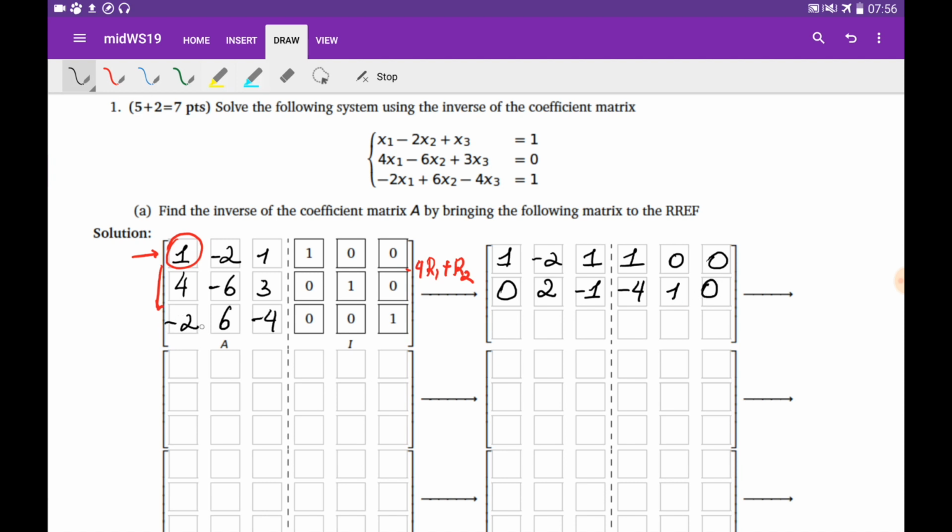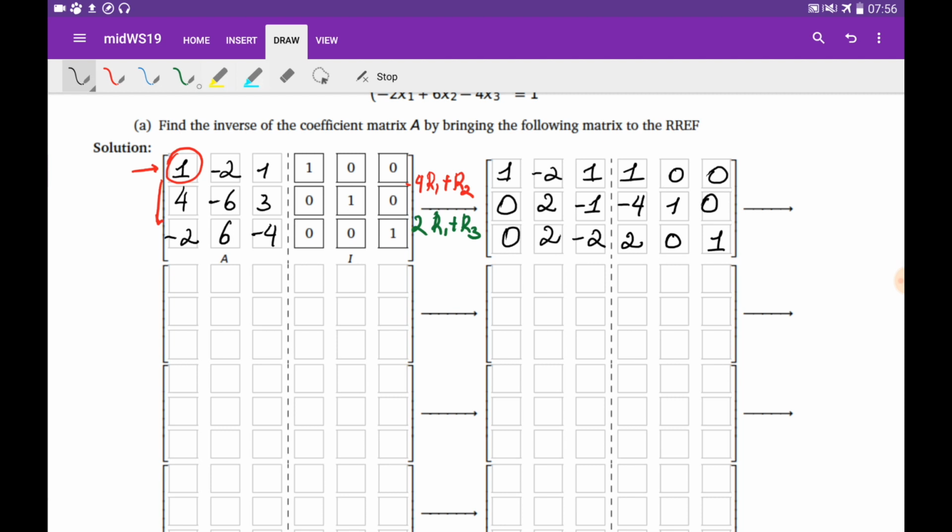In order to eliminate this minus 2, I need to multiply the first row by 2 and add this to the third one. And what we obtain here is 0. Minus 2 multiplied by 2 is minus 4, plus 6 is 2. 1 multiplied by 2 is 2, minus 4 is minus 2. Then it's going to be 2, 0, 1. So this is going to be the pivot.